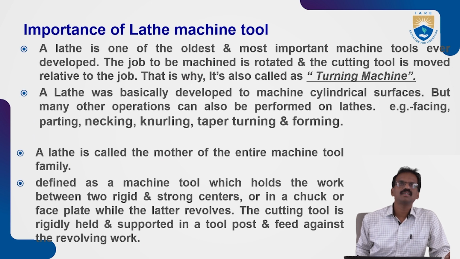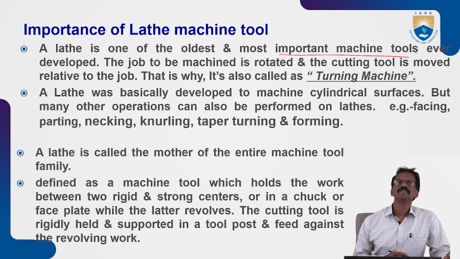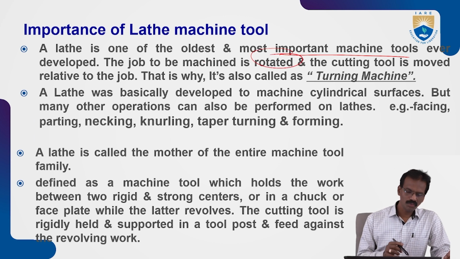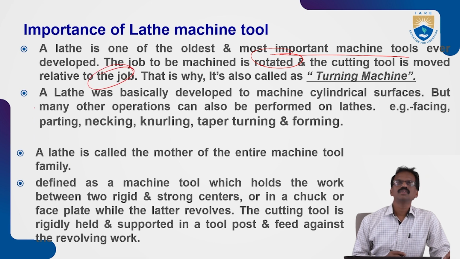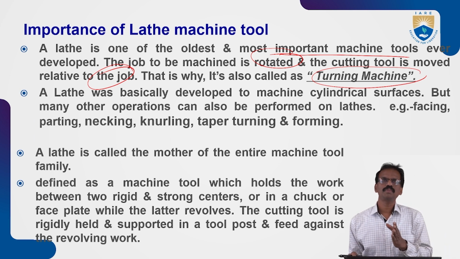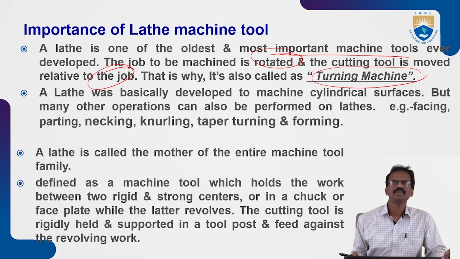The lathe is one of the oldest and most important machine tools ever developed. The job to be machined is rotated here, and the cutting tool is moved relative to the job. That is why it is called a turning machine, because the workpiece will turn, will rotate. The tool bit moves against the workpiece to cut the unwanted material from it.